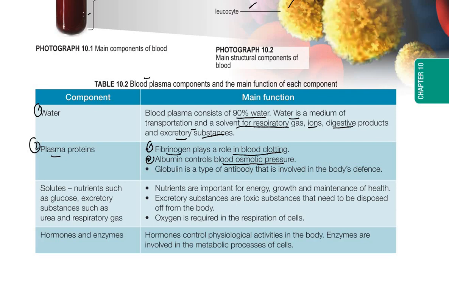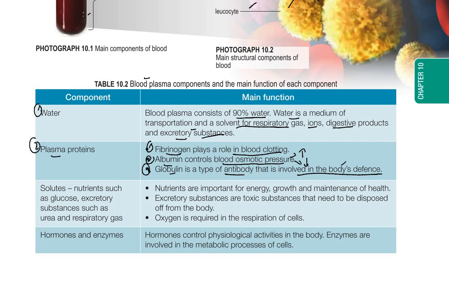So it controls the water inside the blood. Okay, so for example, if there is high blood osmotic pressure, what happens? Water will move out from the red blood cell, for example. So if the blood osmotic pressure is too low, water will move into the red blood cell. So the albumin will control this blood osmotic pressure to make it balanced. Okay, and then we have number 3, globulin is a type of antibody that is involved in the body's defense, for example, to fight infection.